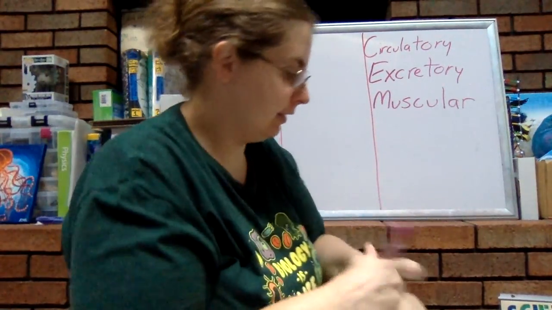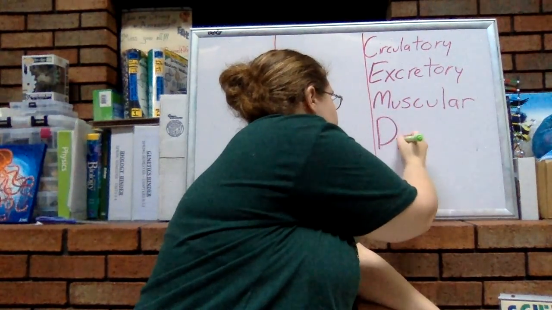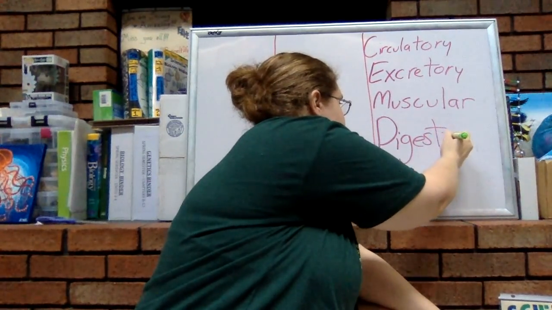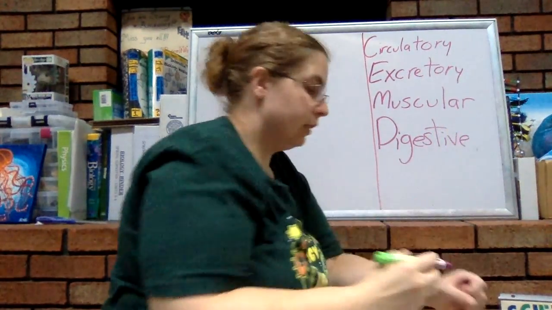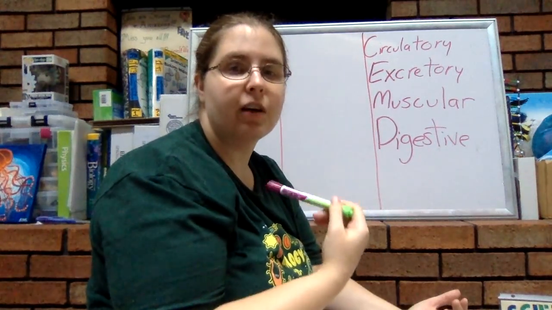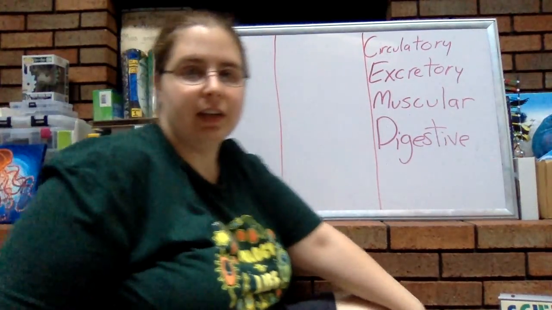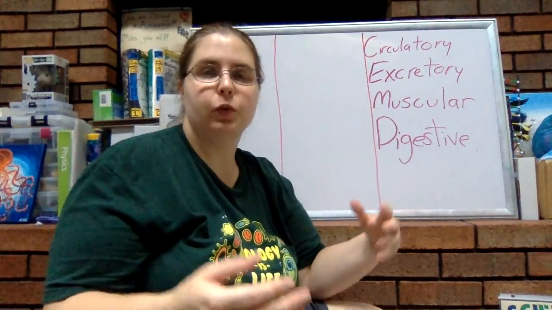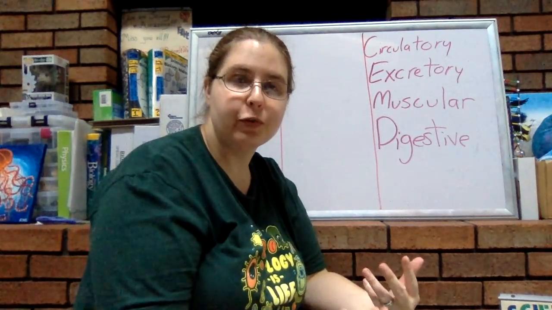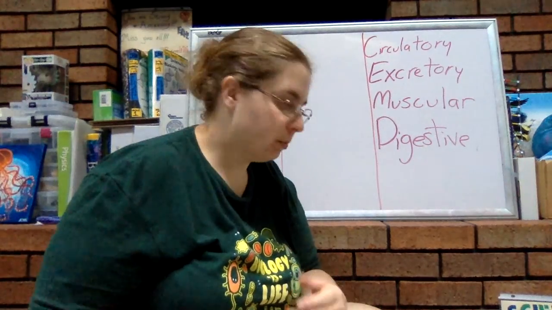Digestive. So the digestive system is, as we already said, things like your esophagus, stomach, large and small intestines, liver, etc. And the point of this is to digest or break down food in order to gain energy from it and then remove the unusable stuff as a waste product.